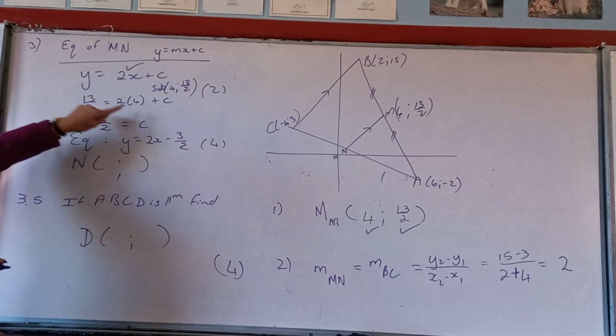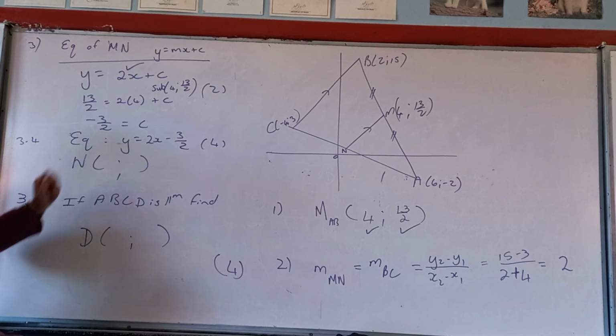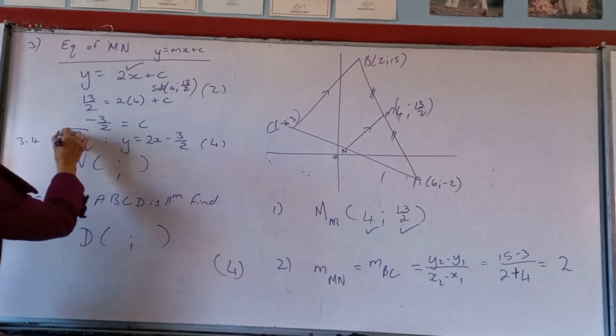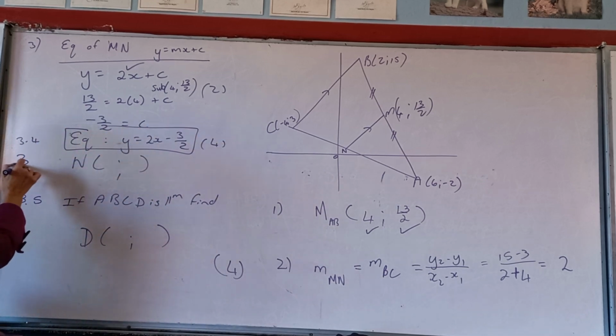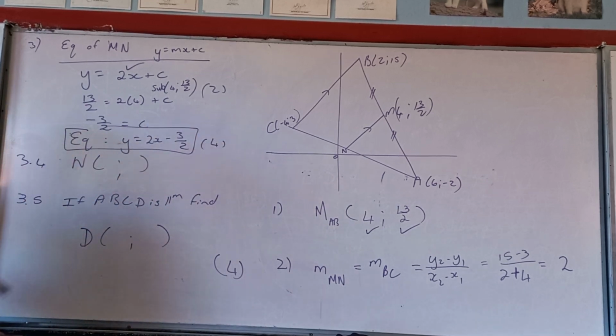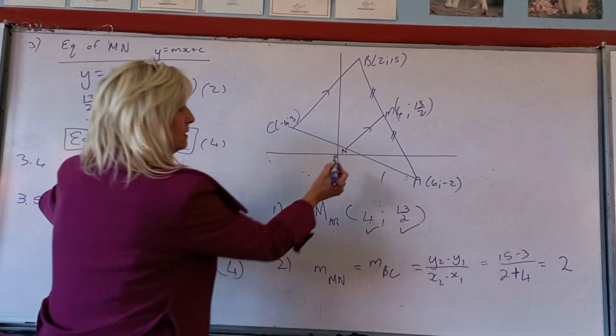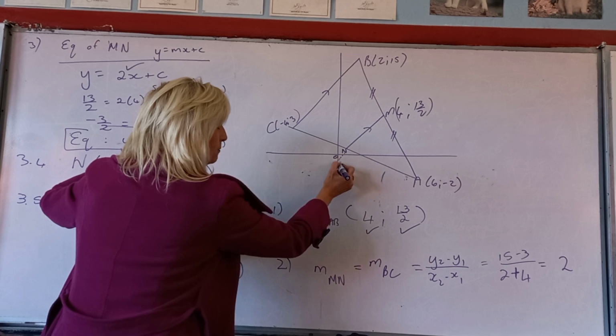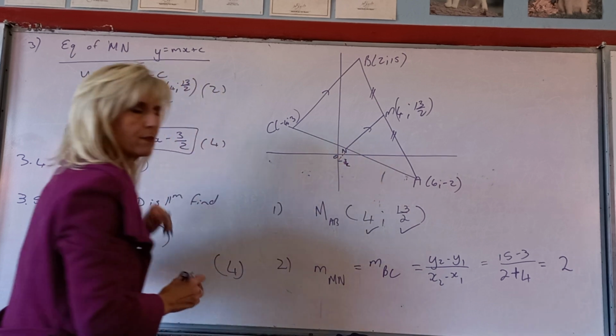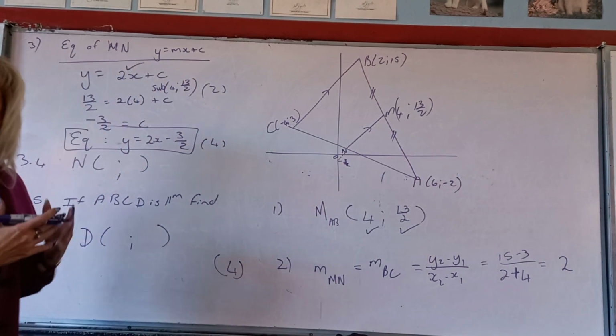So 13 over 2 minus 8 is negative 3 over 2. Right, so my equation then for Mn would be 2x negative 3 over 2. So if I did extend that a little bit and cut there by negative 3 over 2, did you understand what it means? Yes, ma'am.